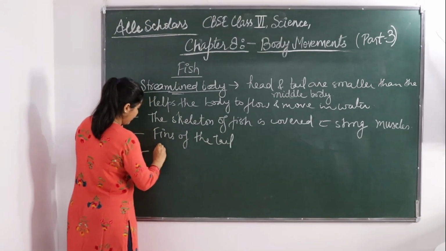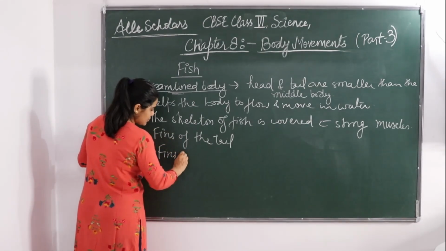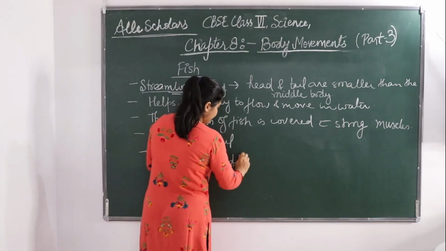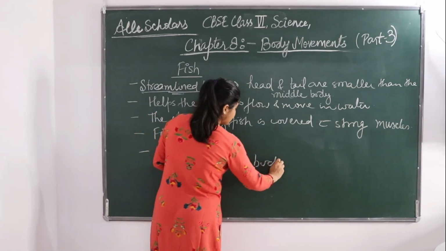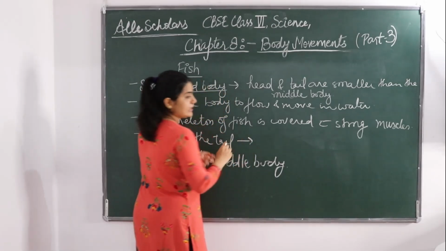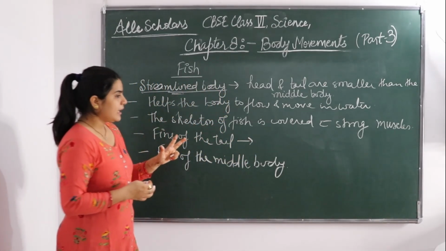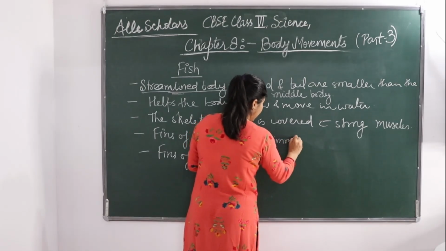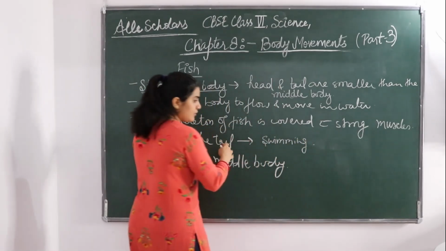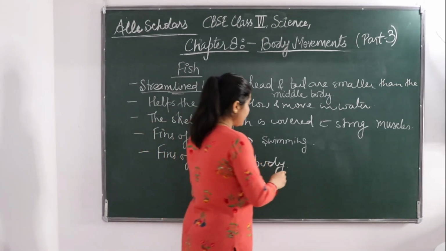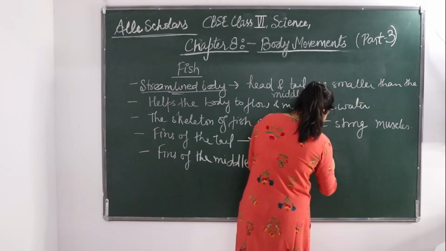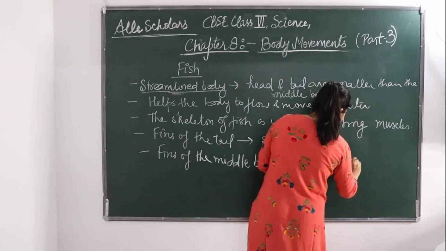Okay. Now the main thing is that the fins of the tail, और दूसरी कौन सी fins है? Fins of the middle body. दो तरीके की fins हैं. ओके, अब जो टेल्स वाली fins हैं वो किस में हेल्प करती हैं? स्विमिंग में. ओके, और जो fins of the middle body है वो किस में हेल्प करती है? बैलेंसिंग. It helps the body in balancing.